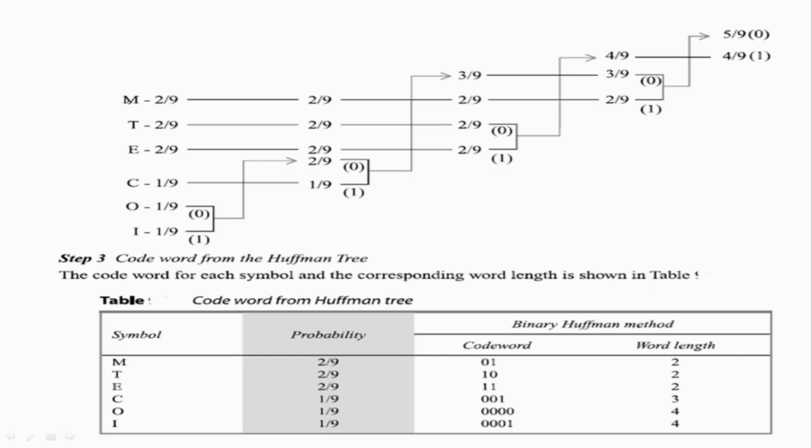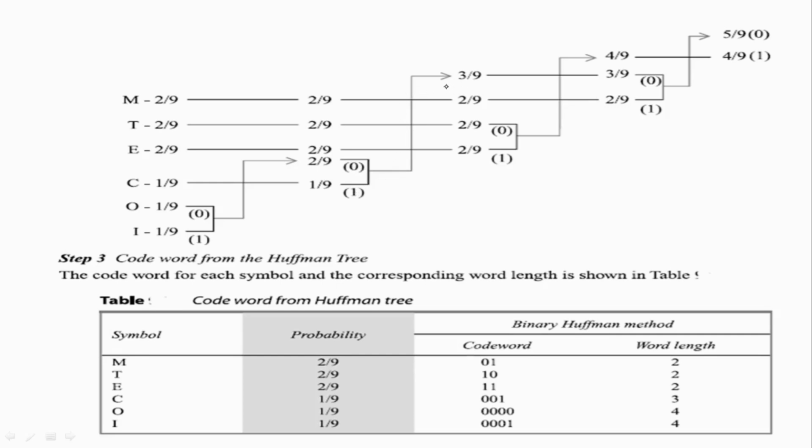That is 2 by 9 here. Next 1 by 9. We have to arrange these symbols in descending order, and for the last two symbols, we write 0 for the top symbol and 1 for the bottom. Then rearrange these symbols in descending order again. When we add 1 by 9 and 1 by 9, it is 2 by 9, so we write it here, and this will be at the bottom of this 2 by 9. Here we again assign 0 and 1.